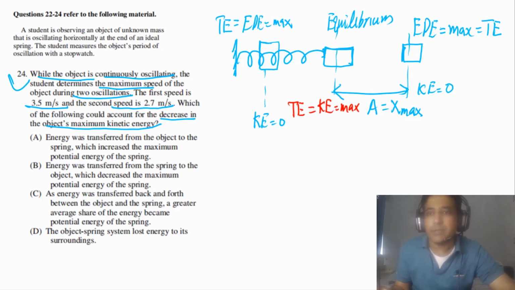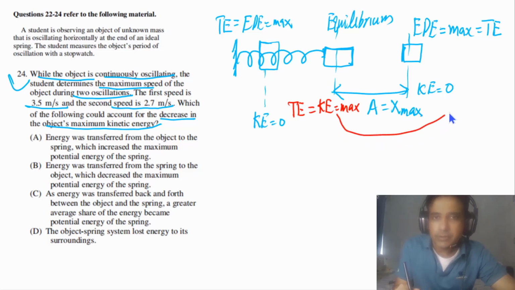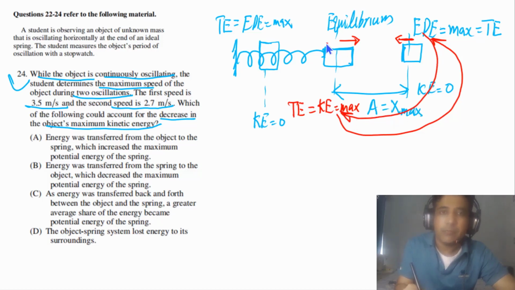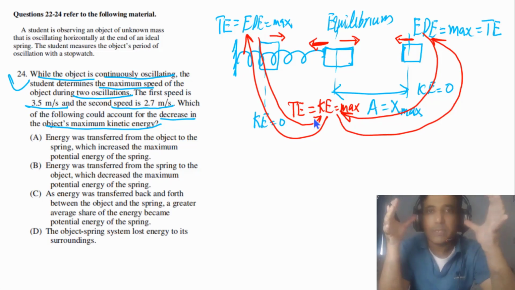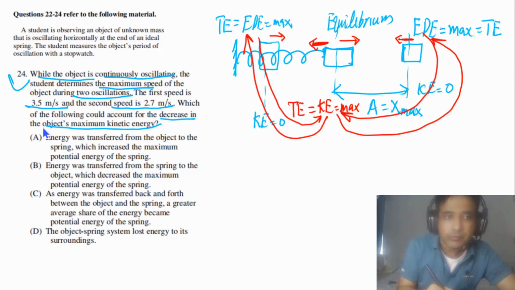Now we need to understand the relationship between them. So if you look at equilibrium, you can see kinetic energy is changing into EPE when this mass is moving to the right, and vice versa is true when the mass is moving to the left. So EPE will change back into kinetic energy. And when this mass is moving from equilibrium to the right, kinetic energy will change into EPE, and when it is moving back, EPE will change into KE. So these are the main concepts you need to understand. If this is clear to you, now we can go to the given options.